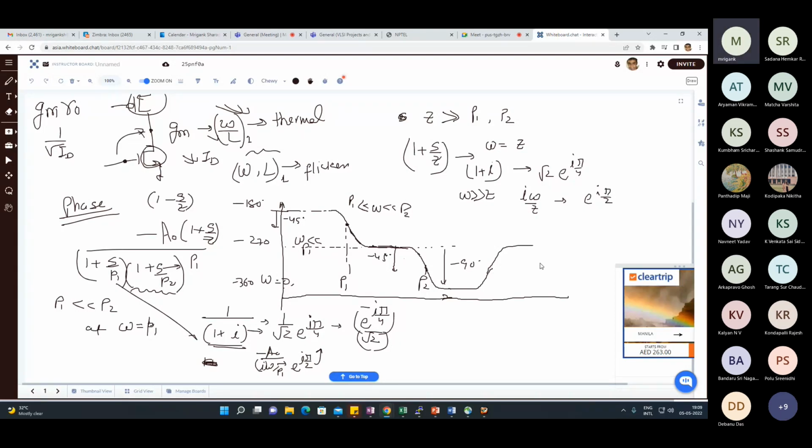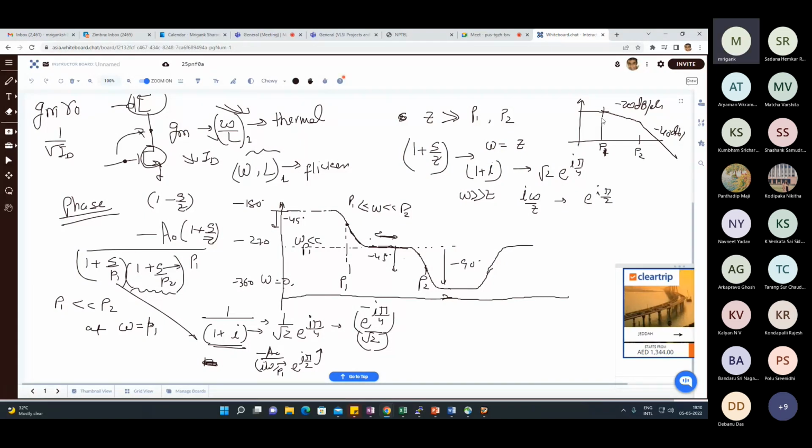Of course, in real circuits, you may get a condition where the poles are sitting close together. Suppose p1, p2 are very close, what will happen? You will not get this kind of flat region in the phase response, right? Likewise, in the magnitude response, suppose p1, p2 are far away. Then you get a clear minus 20 dB per decade, and after p2 you get a clear minus 40 dB per decade. So there's a clear distinction because these two poles are far away.